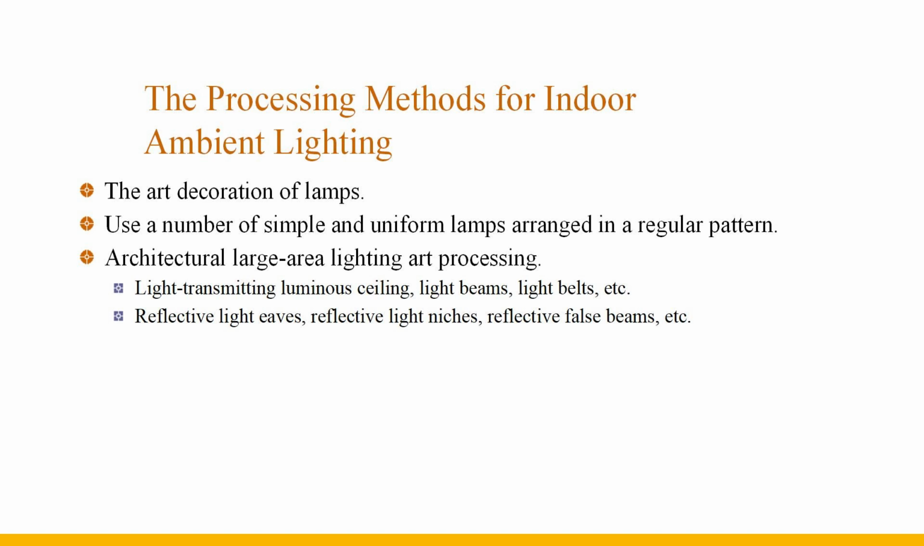One is the light transmitting luminous ceiling, light beams, light bells, etc., and the other is the reflective light eaves, light niches, reflective false beams, etc. These two categories have common characteristics.